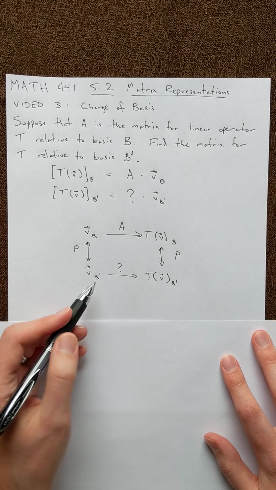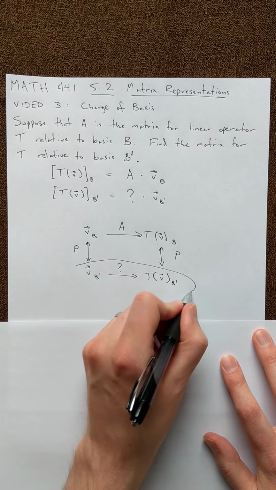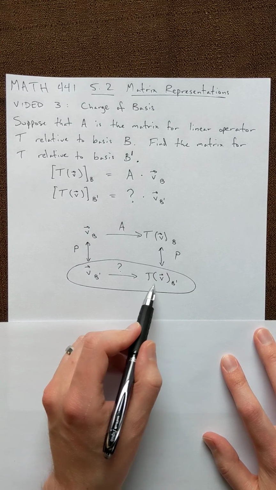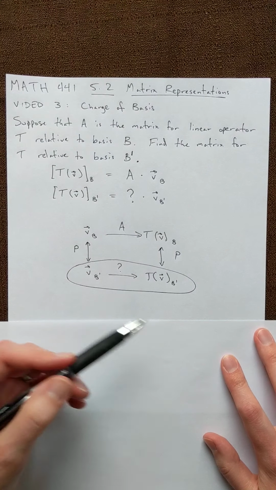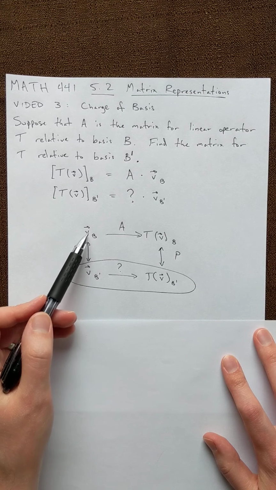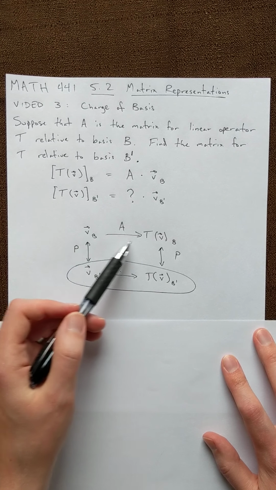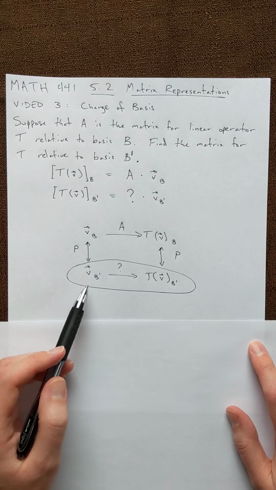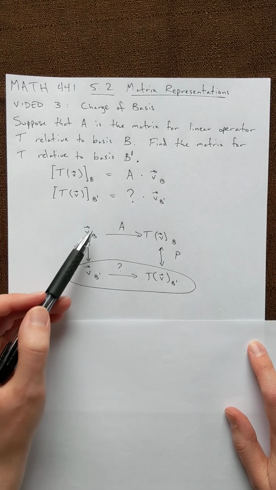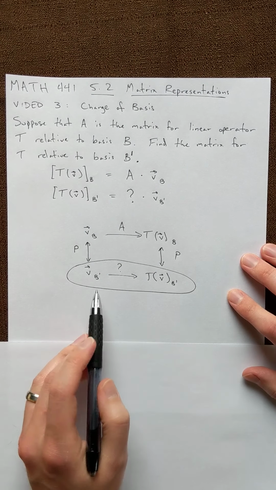And so the idea is if I want to figure out this bottom line, if I want to get from V relative to B prime to T of V relative to B prime, I just take a little detour. Instead of going straight there, since I don't know that matrix, I do know all the matrices along the way, and I just go up and over and down. So I'll take a detour to get from this vector to this vector to this vector to this vector. Okay, so let's see if we can write that down and figure that all out.